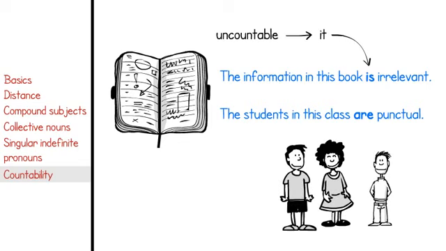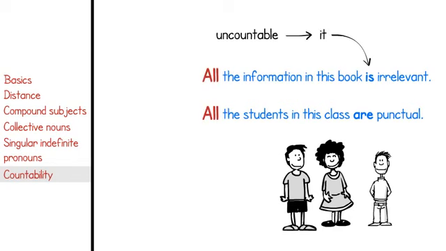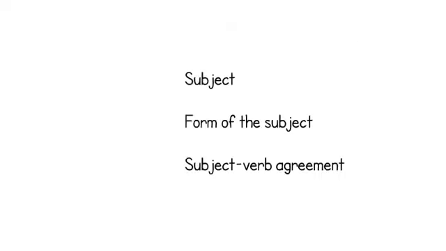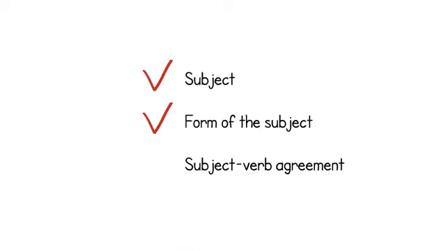This is still true when quantifiers are used. All the information in this book is irrelevant. All of the students in this class are punctual. For more on this topic, see the video on countable and uncountable nouns. This video has introduced you to how to recognize the subject of a sentence, the form of the subject, and some of the challenges with subject-verb agreement. Now try some of the exercises below.